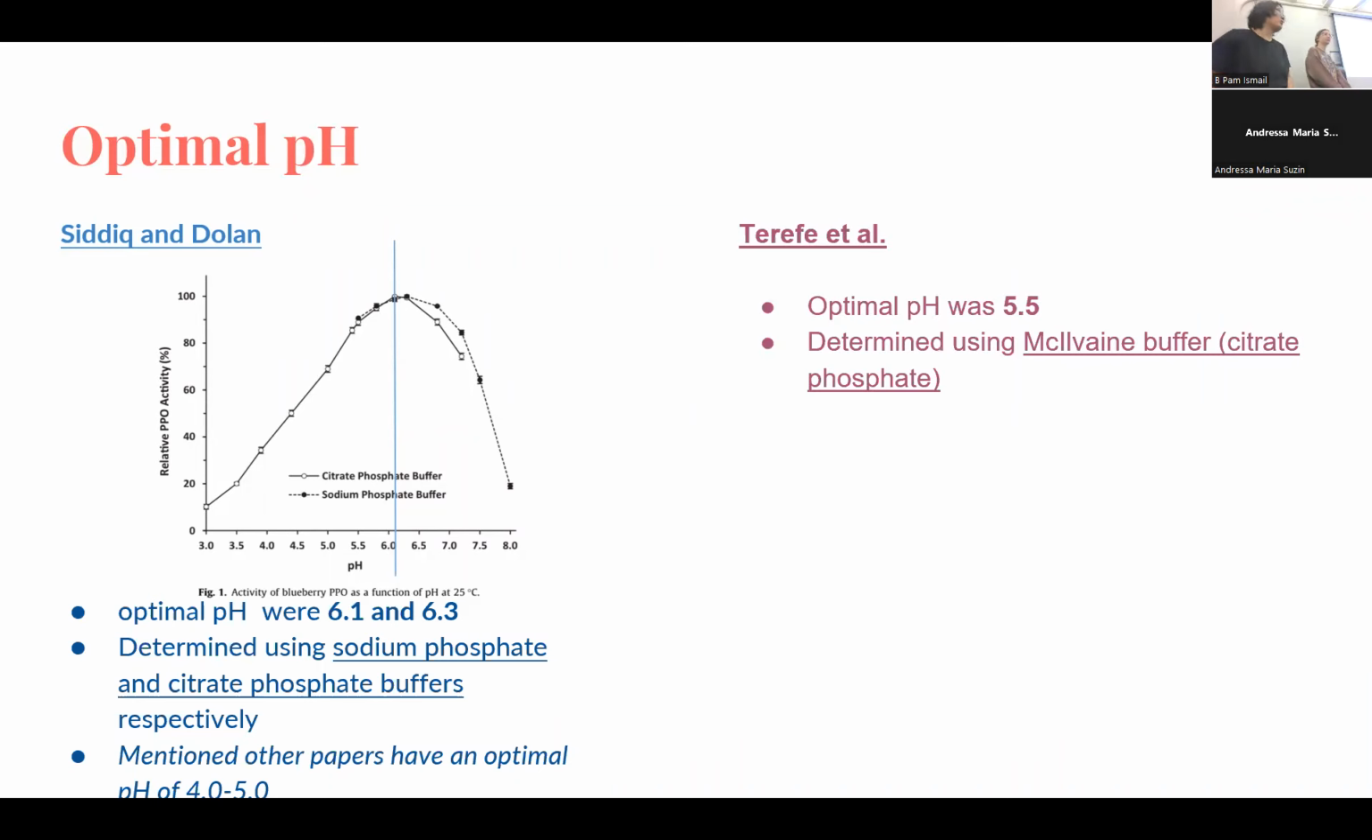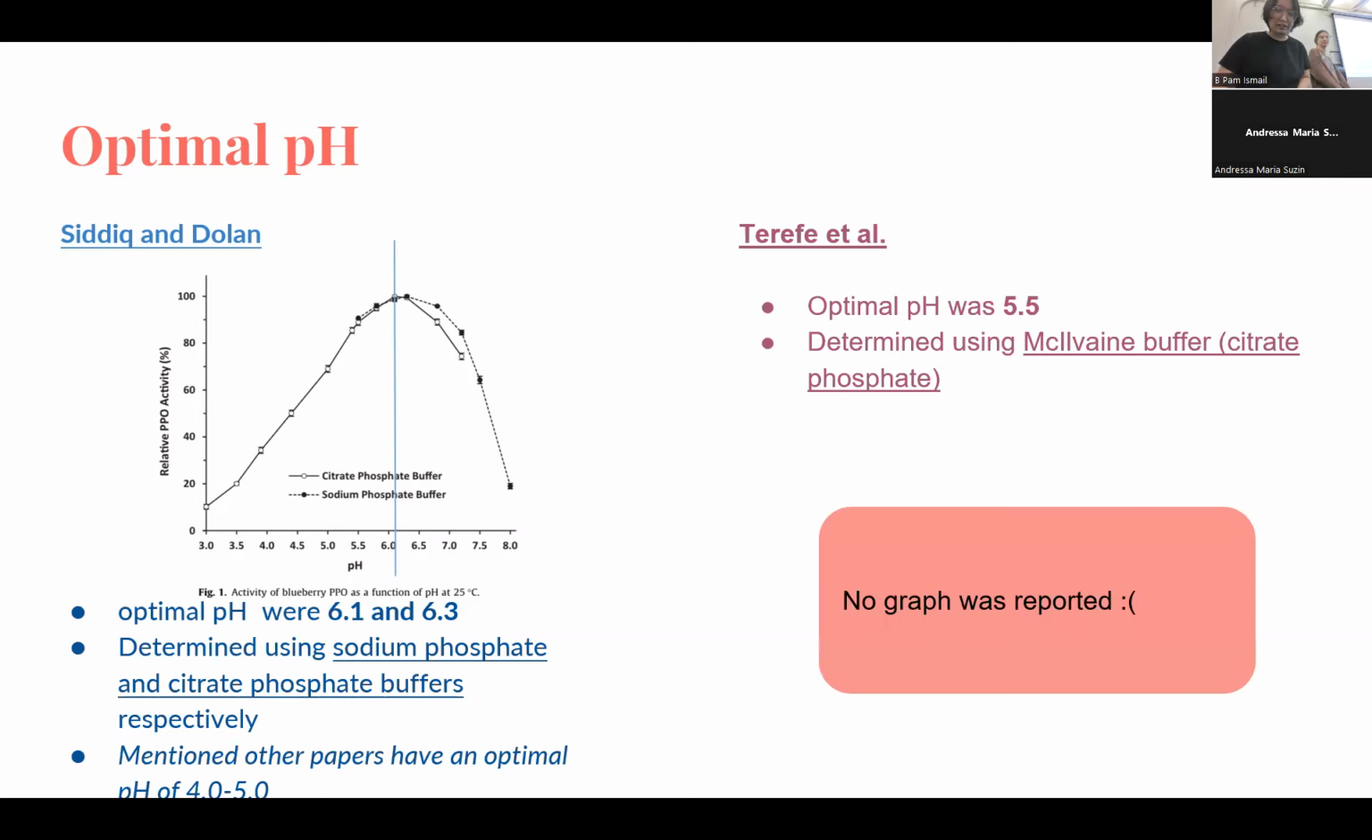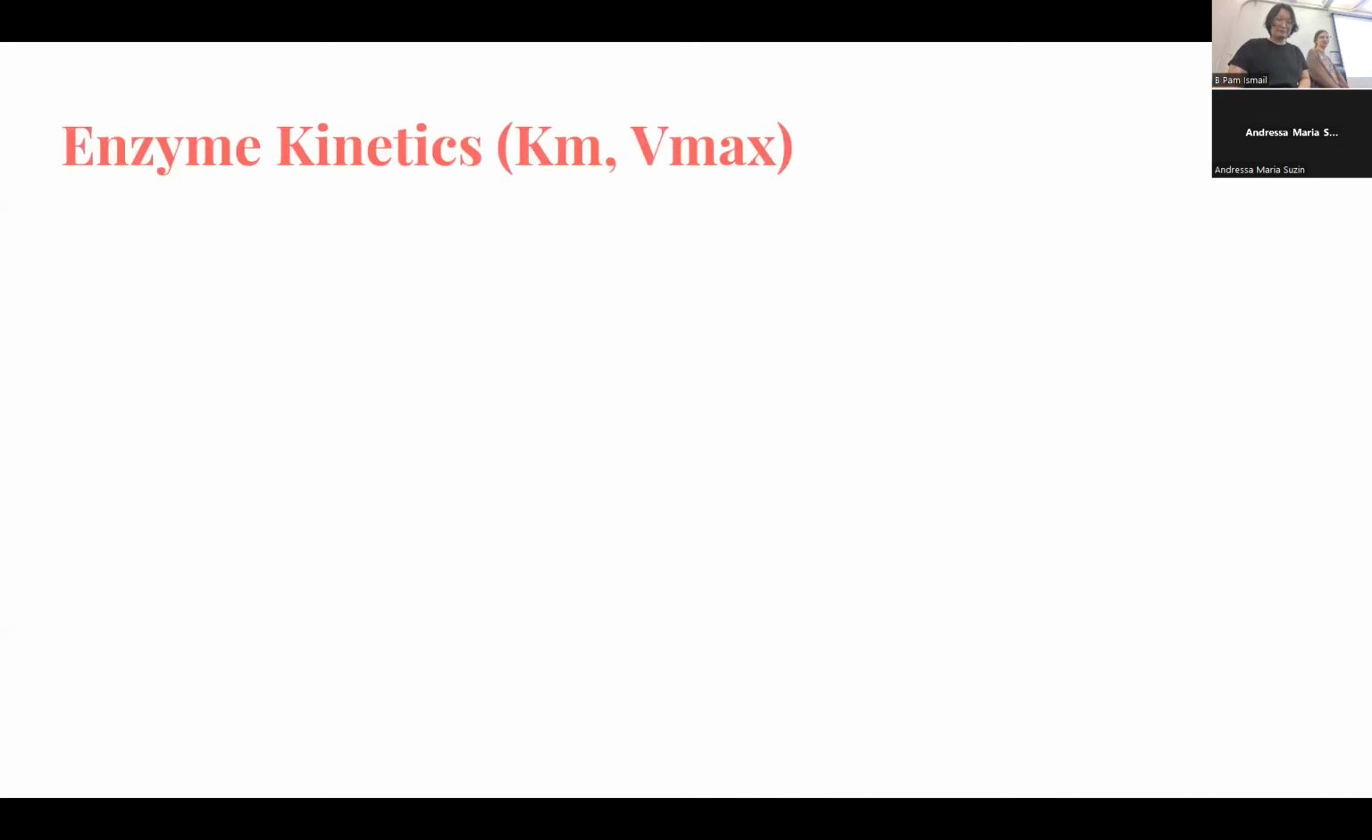In Tracy et al.'s paper, they used McIlvaine buffer, which I found out is just a fancier way to say citrate phosphate buffer. And their optimal pH was 5.5. So I think it's really interesting to see how different varieties of blueberries, I think that's what their paper cited, have different optimal pHs. And there was no graph or anything reported from my paper. Boo. And then we'll move on to enzyme kinetics.